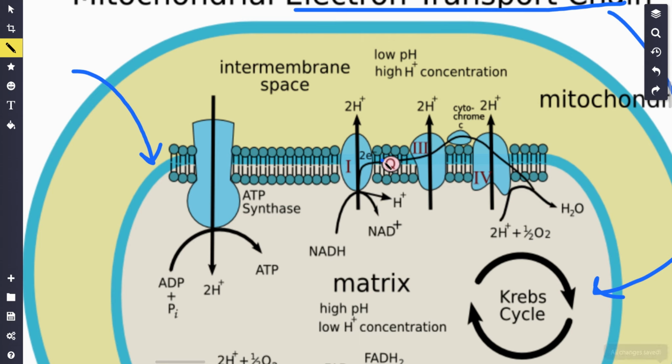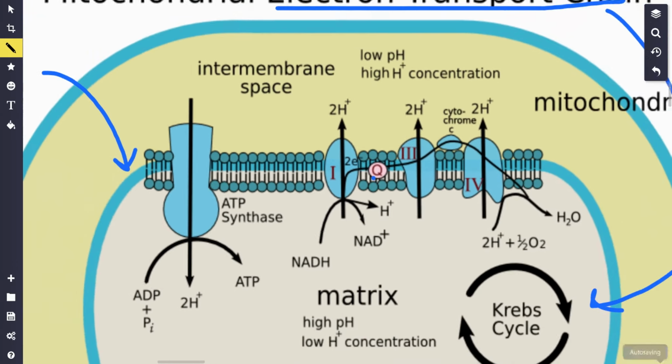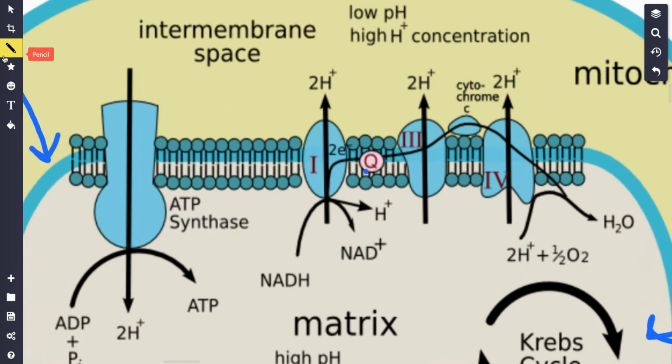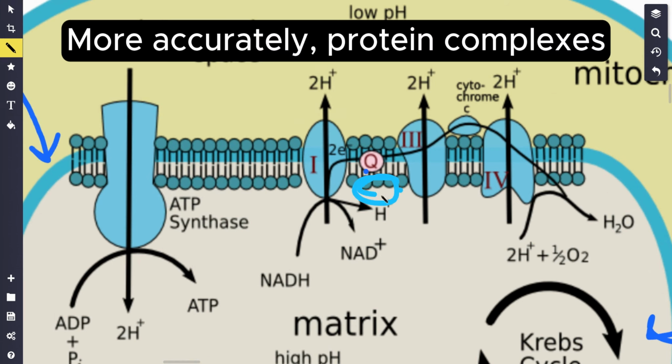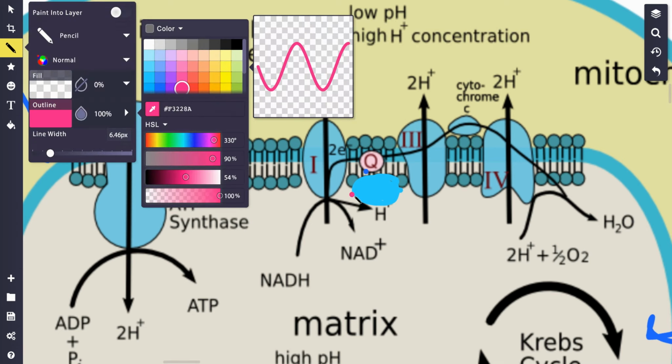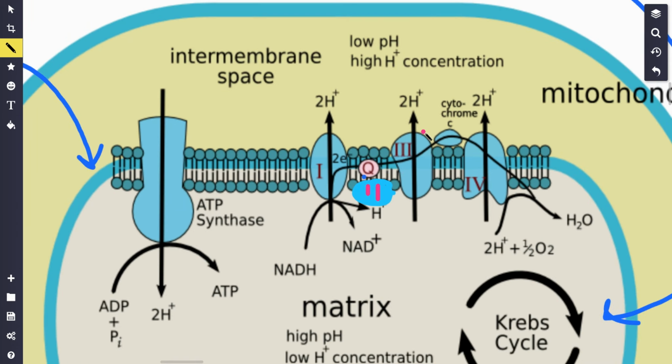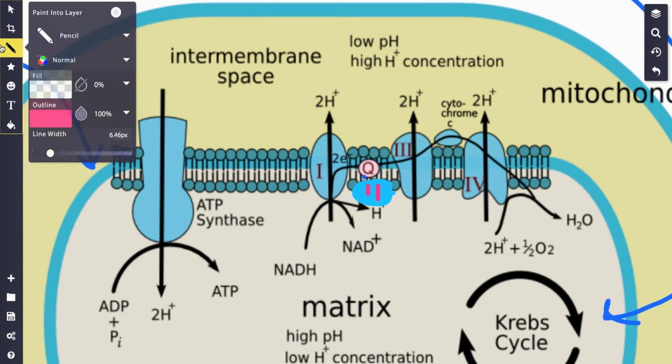Now these 2 protons are going to travel through these proteins. All right, so you've got protein 1. There should be a protein 2 somewhere. That's not on this diagram, so I don't know why it's not on the diagram. So let's just draw protein 2. Let's just say it's right over here. This is protein 2. Then protein 3, protein 4, and so on.